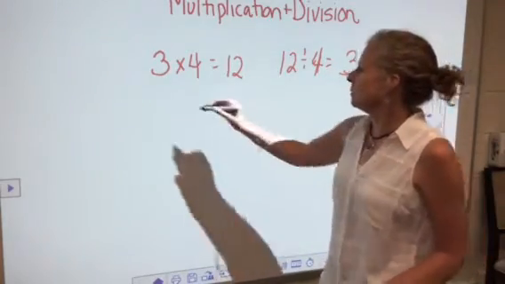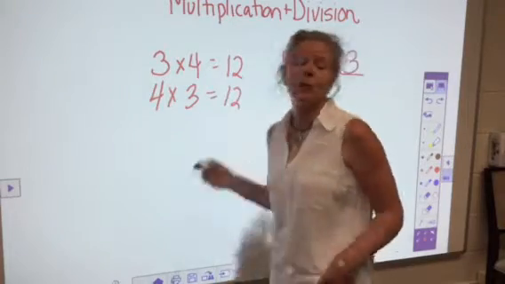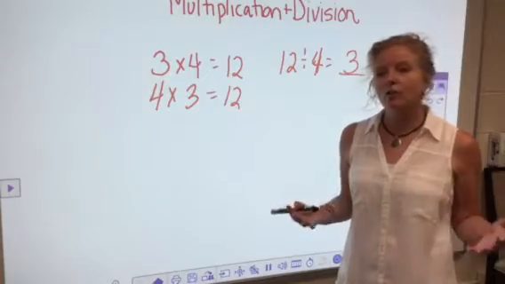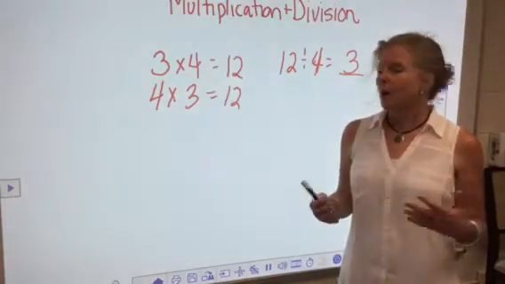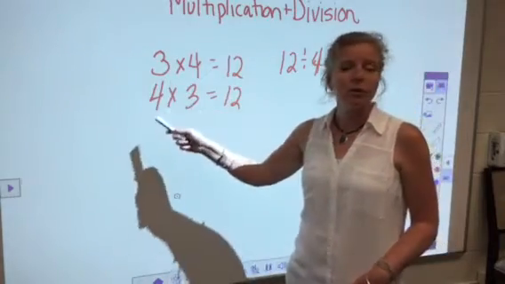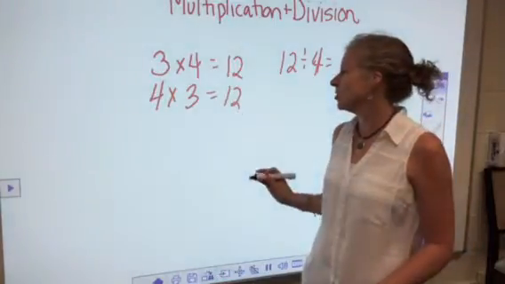You actually realize this because you've been creating fact families with addition and subtraction since probably first grade. Addition and subtraction are also inverse operations. So when 3 groups of 4 equals 12, well, 4 groups of 3 equals 12. The commutative property is alive and well with multiplication as well.